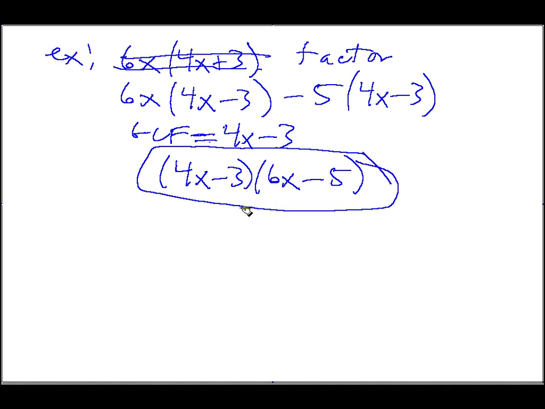So again, no big deal here. They both have 4x minus 3 in common, so therefore I can take it out. And then times what will give me back the first expression? Times 6x. And then times what will give me back the second expression? Times negative 5. All right.